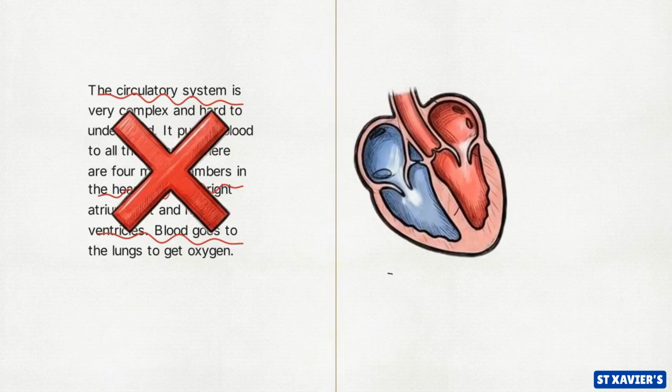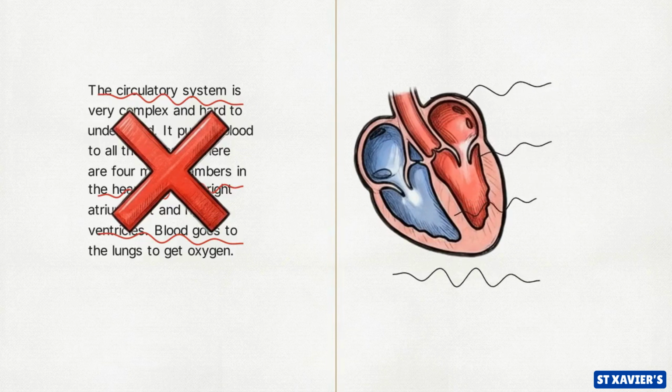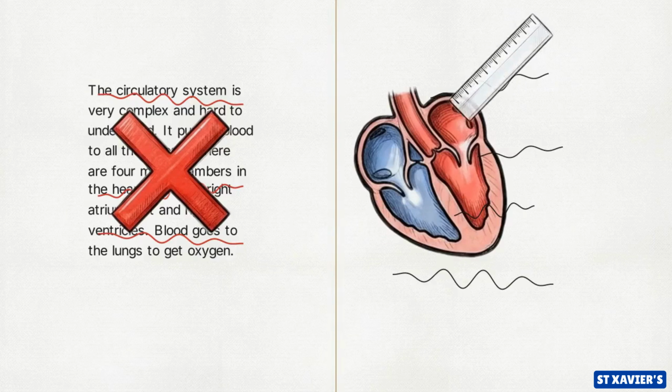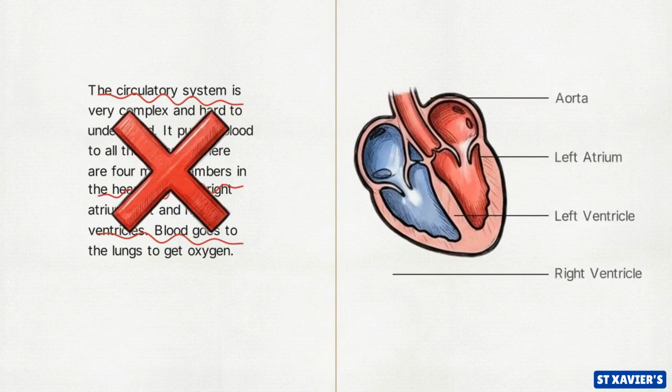The most important structural rule is orientation. All text labels must be placed on the right-hand side of the drawing. Next is the ruler rule. Use a straight edge to connect the anatomical part to its label, eliminating any wavy, unprofessional lines.